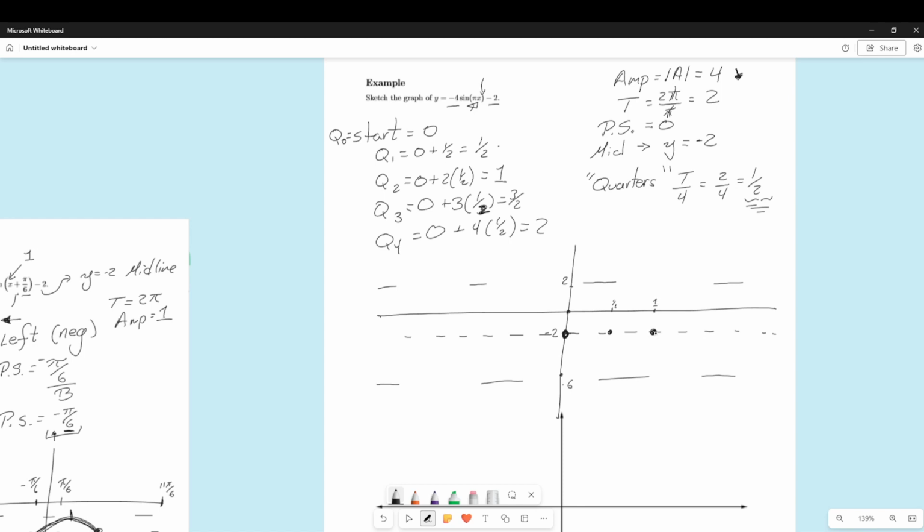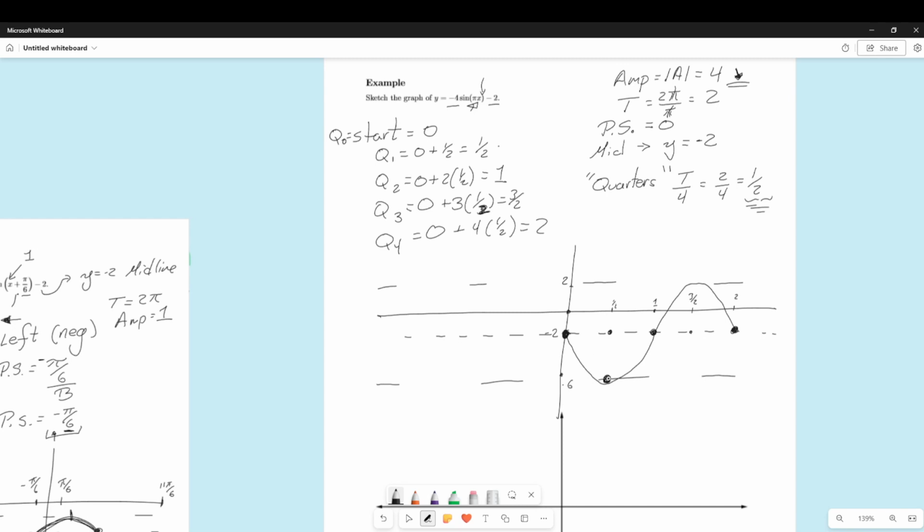So something's going to happen at that point. 3/2, and 4/2, or 2. So we're going to start there, we're going to end there, and now we know where all of our pieces are, remembering to start off downward. So downward, then upward. That's one period of this function.